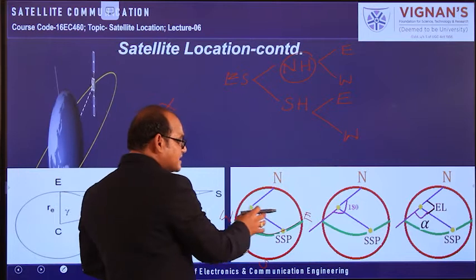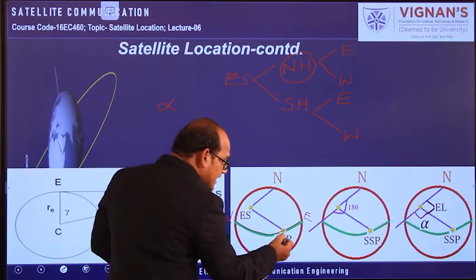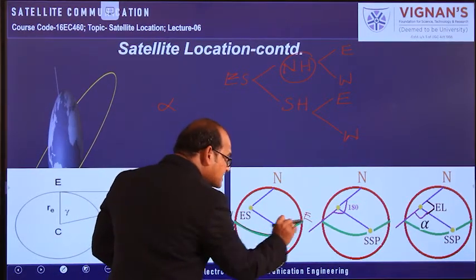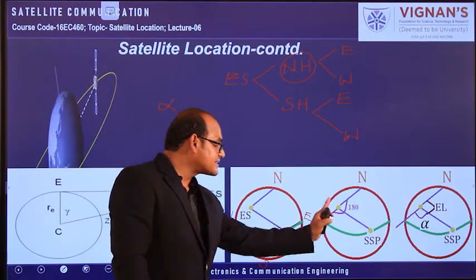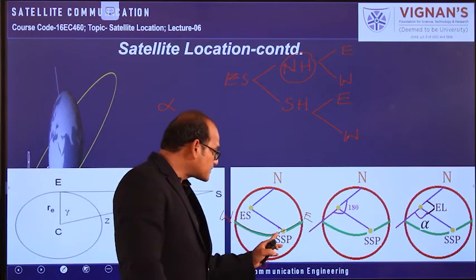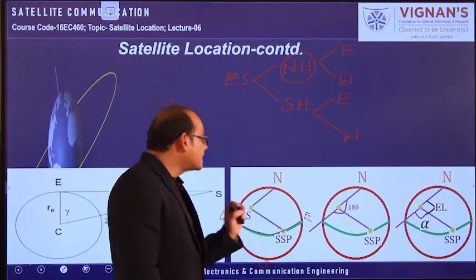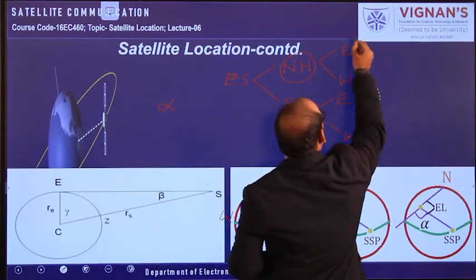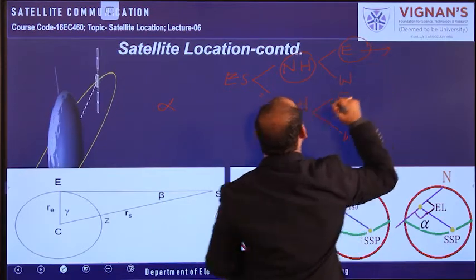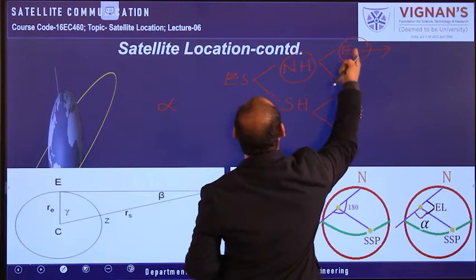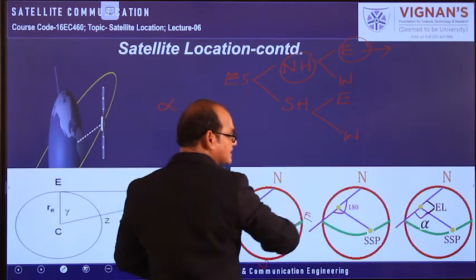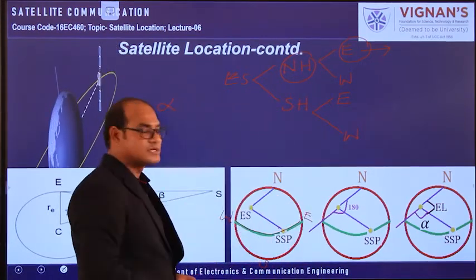Now the earth station is in the northern hemisphere and the subsatellite point is towards the east side of the earth station. The earth station is here, so this entire side is the east of the earth station. So the subsatellite point is available on the east side of the earth station. Particularly, we are now discussing this case: earth station is in the northern hemisphere and the subsatellite point is east side of the earth station. So this case is related to the first one.